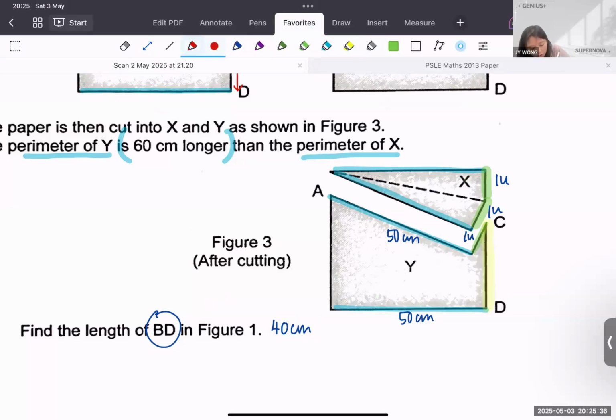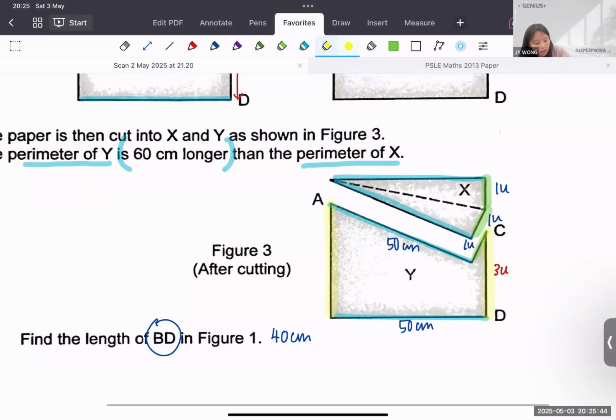CD is actually your 3 units. Okay, and then how about this side? How many units is this side? Anybody can tell me? Can you all type in what this side is? 4 units, okay, thank you. So this is for you.